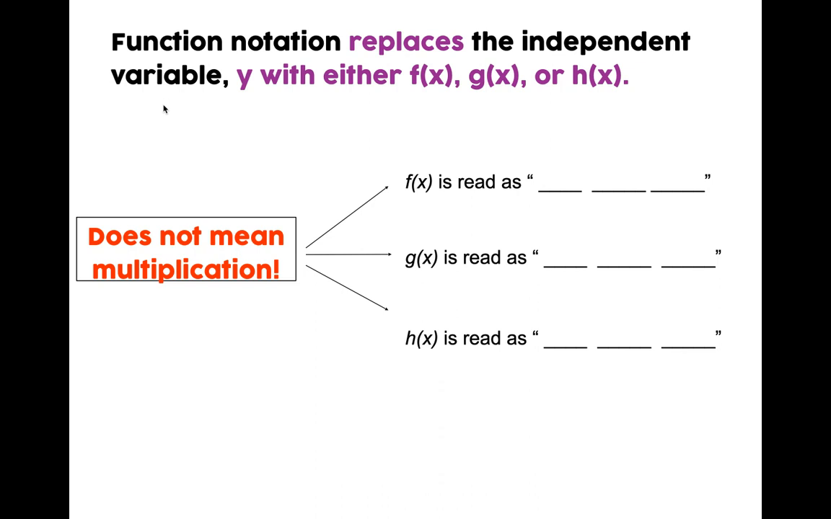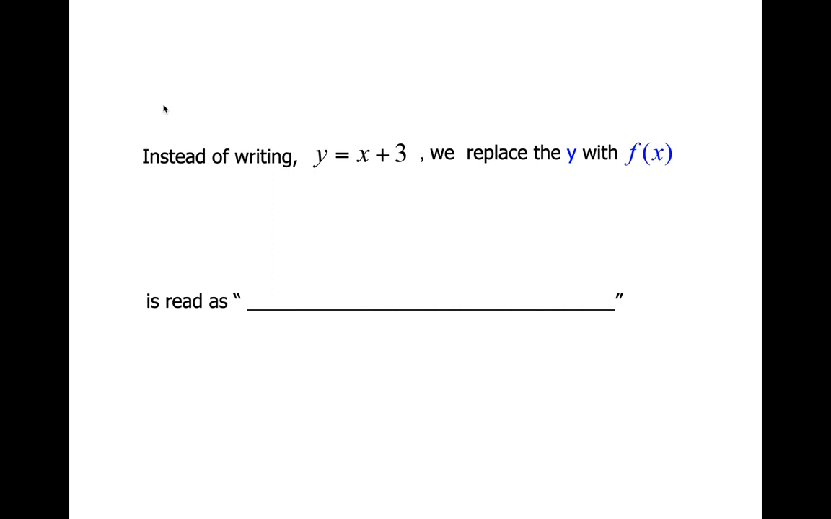We're going to use function notation today in order to evaluate functions. In function notation, it replaces the independent variable, which is y, with either f of x, g of x, or h of x. Those are simply function names. Again, those are read as f of x, g of x, and h of x.